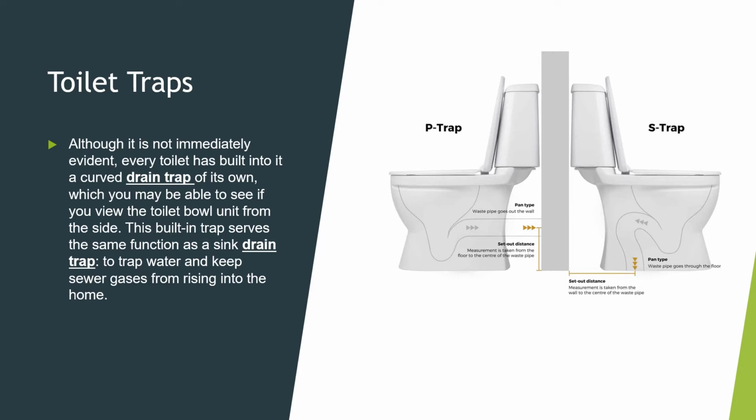Toilet traps. Although it's not immediately evident, every toilet has built into it a curved drain trap of its own, which you may be able to see if you view the toilet bowl unit from the side. This built-in trap serves the same function as a sink drain trap, to trap water and keep sewer gases from rising into the home. The most common type of trap is an S-trap in toilets rather than a P-trap, but you might run into either one of these when you're in a client's house.